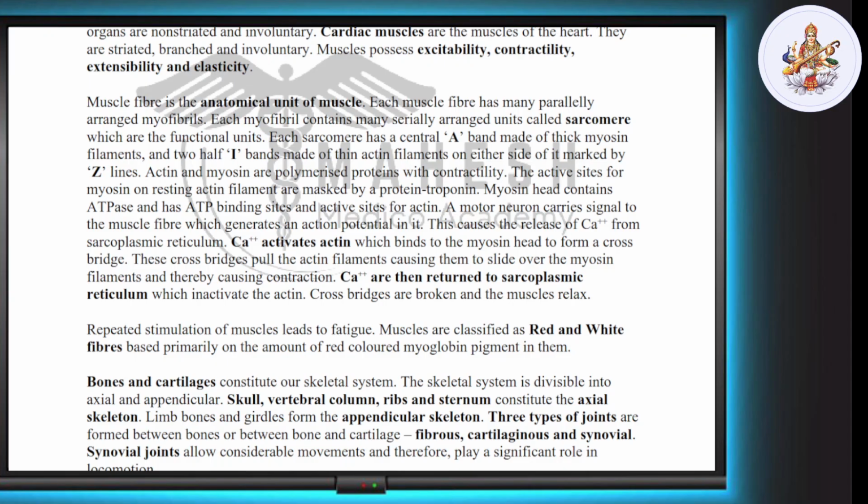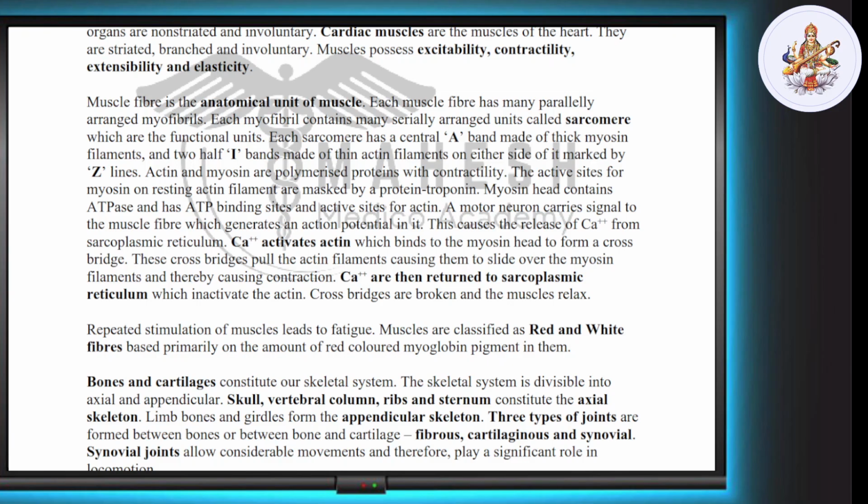This is contraction. Calcium is then pumped back into the sarcoplasmic reticulum. Actin's active sites get masked again, the cross-bridges detach, and the muscle relaxes. Muscle fatigue. With repeated stimulation, muscles run out of resources like ATP that leads to fatigue. Red and white muscle fibers.